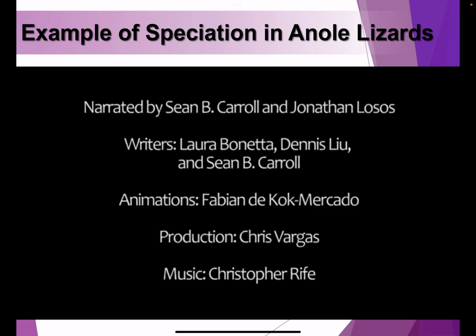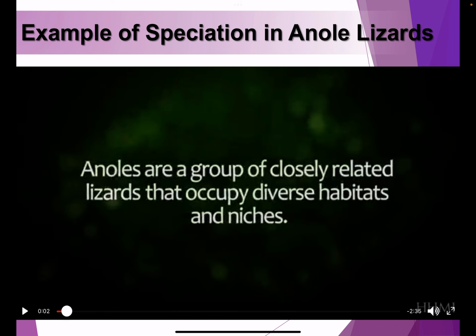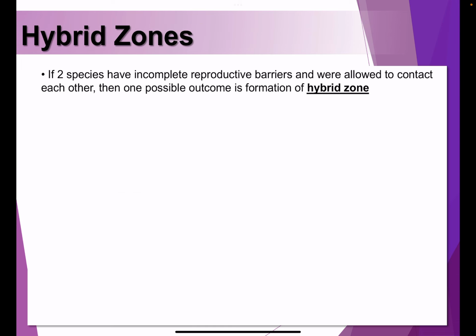Okay, so that is an excellent video that wraps up those concepts that we talked about, how speciation happens in animation form, whether geographically isolated or not. So the last main topic, like I said, this chapter shouldn't be that long. The last main topic for this chapter will be about hybrid zones. So what are hybrid zones?